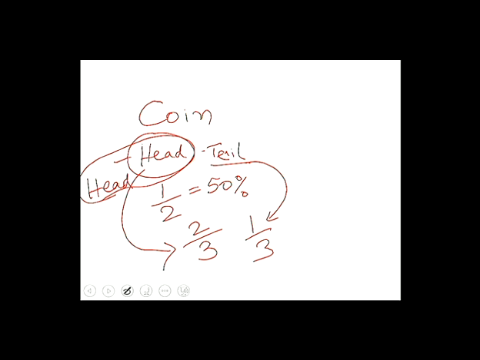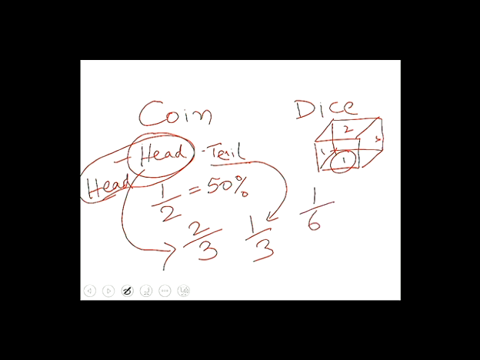Similarly, if I take the example of a dice which has 6 sides, so this is 1, this is 2, this side is 3, this is 4. We have 6 sides. So what is the probability of picking 1? If I roll a dice, it is 1 over 6. What is the probability of picking 2? It is also 1 over 6.